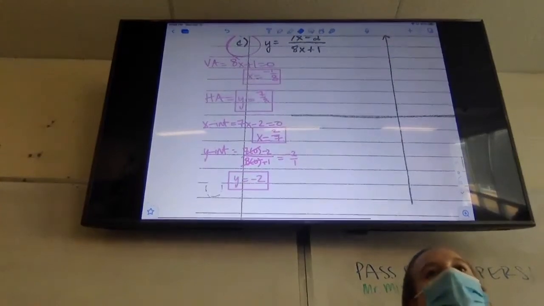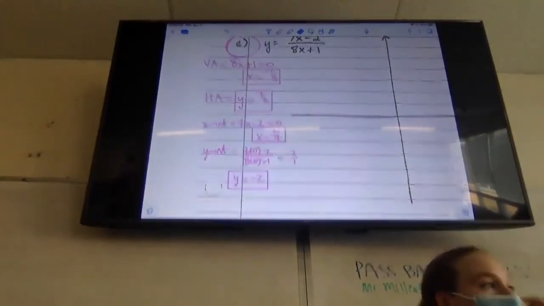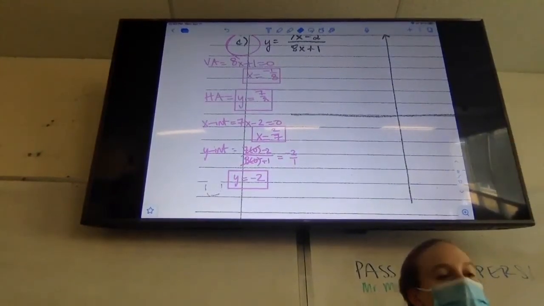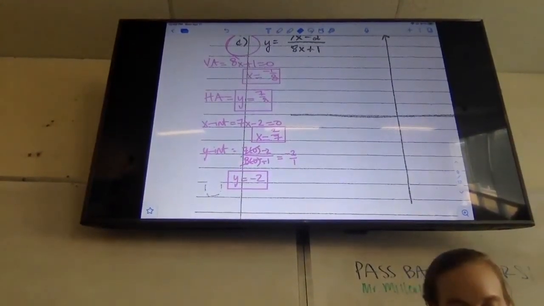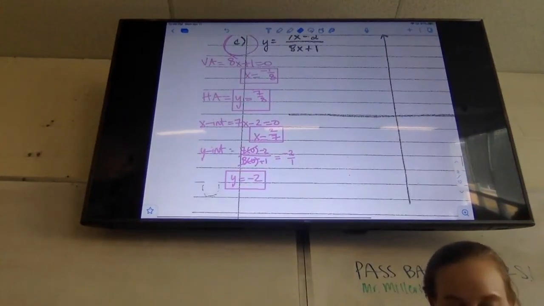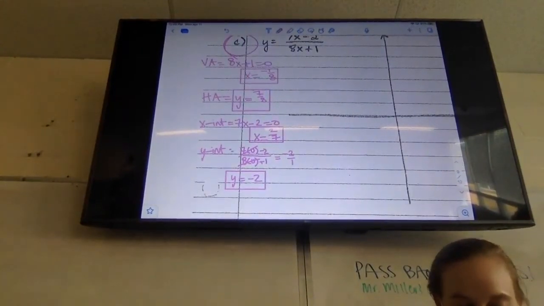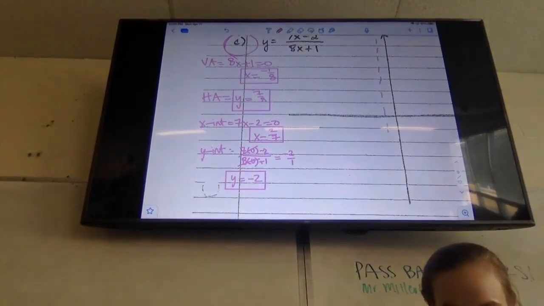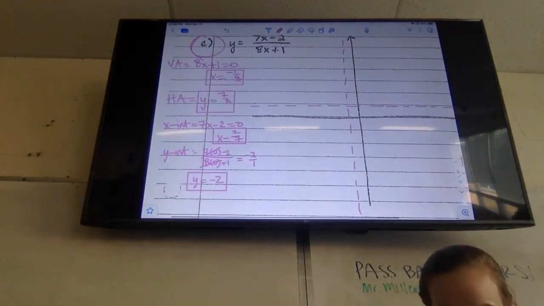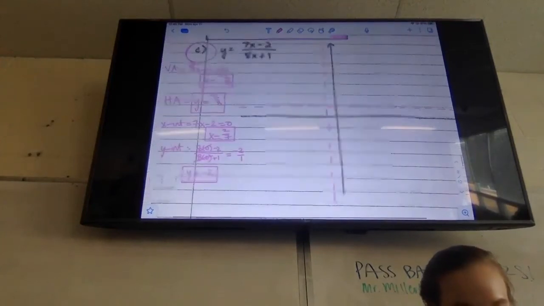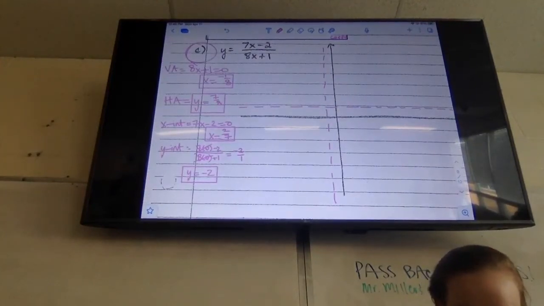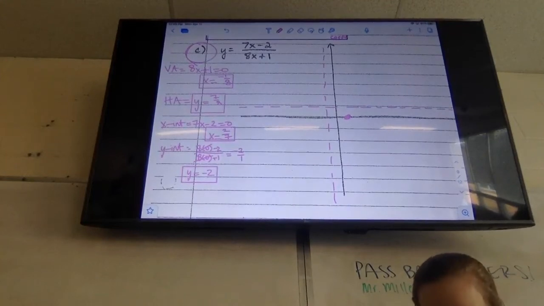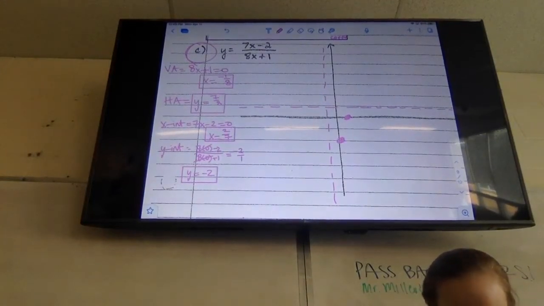Okay, I have 4 points. Remember, the intercepts go on the axes and the asymptotes are vertical or horizontal lines that go through those points. So I'm going to start graphing those. My vertical asymptote goes through negative 1/8, so that's about here. We're just estimating. I don't have any points on this graph. My horizontal asymptote goes through 7/8. That's positive. I'm going to draw this way. My x-intercept is at positive 2/7, which is right about here. And my y-intercept is at negative 2, which is about here.